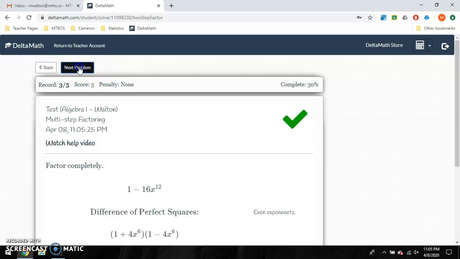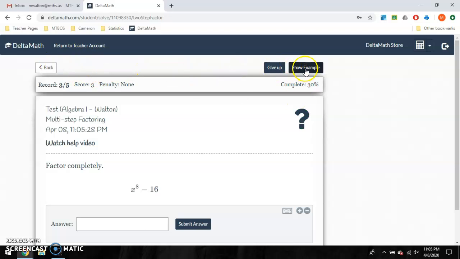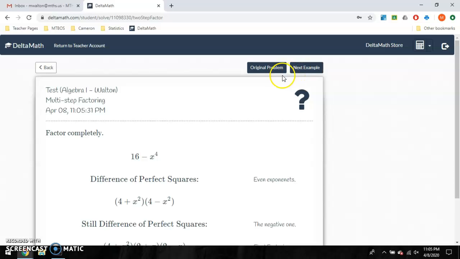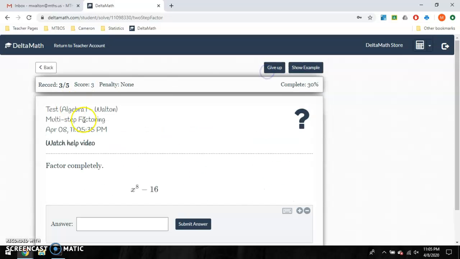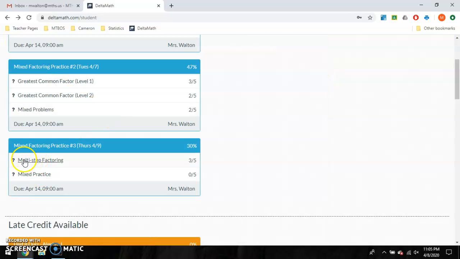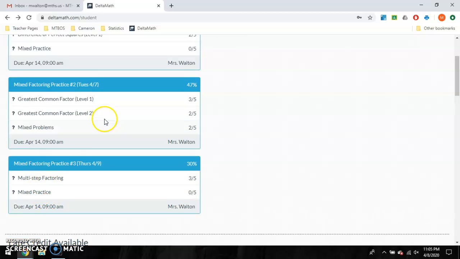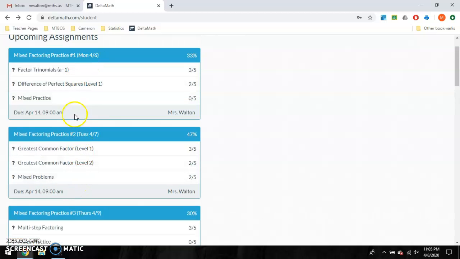Do not forget, if you're ever stuck, you can go ahead and click show an example. That will help you out with that. So if you're ever stuck, feel free to do show an example. And don't forget, once you complete your multi-step factoring, you do have 5 problems of purely mixed up practice out of everything we have done so far this week.